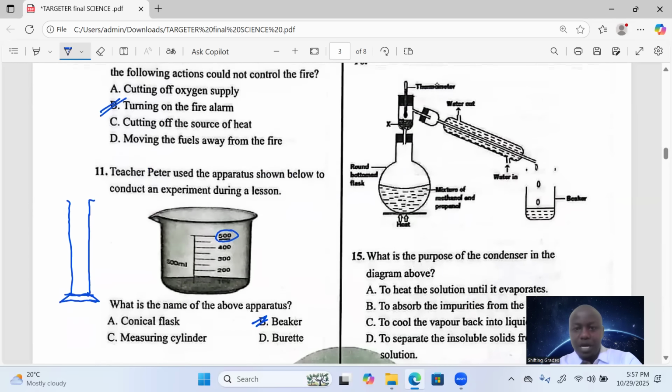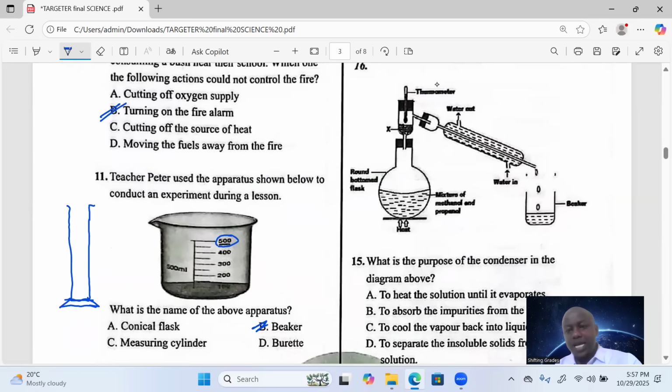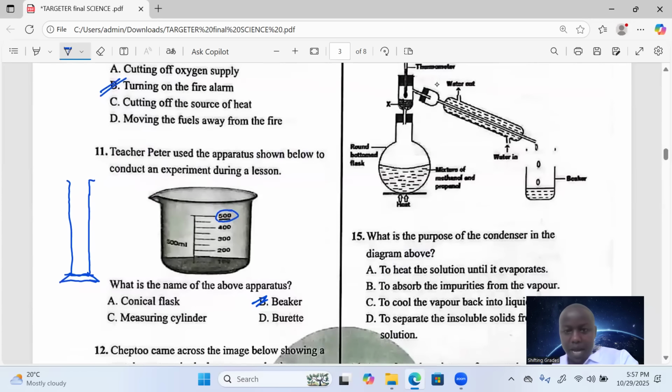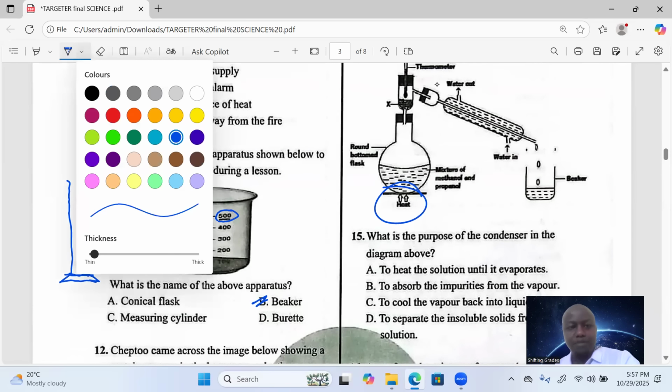Can see thermometer, can see water out, water in, a beaker collecting some water there. This is a mixture of methanol and propanol, then around the bottom of the flask, and some source of heat.